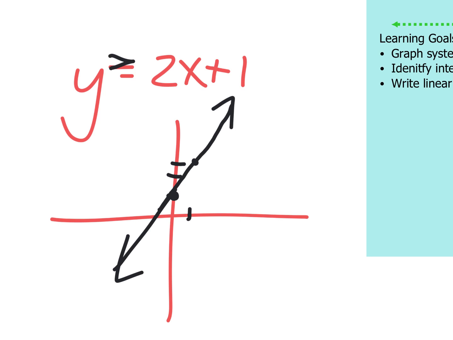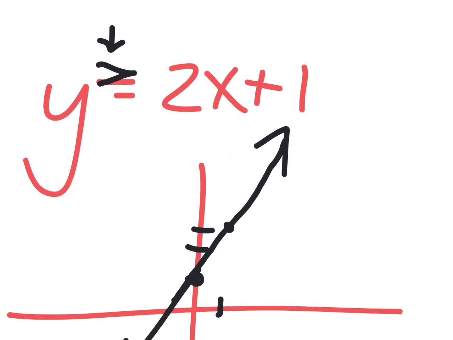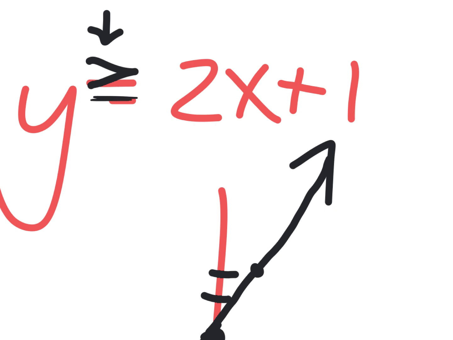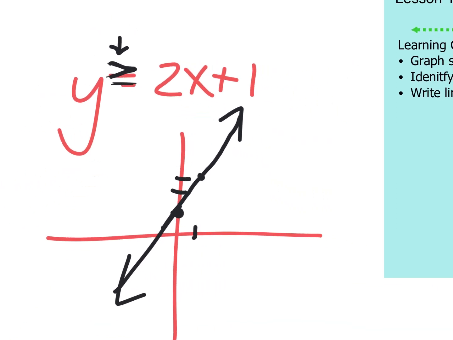If you've got it solved like this with y's on the left, then if it's a greater than sign, some of you don't know what that means, that's the greater than symbol. That one right there, the one where the pointy end is on the right, that's the greater than. If it's greater than, then it's above that line you'd shade.